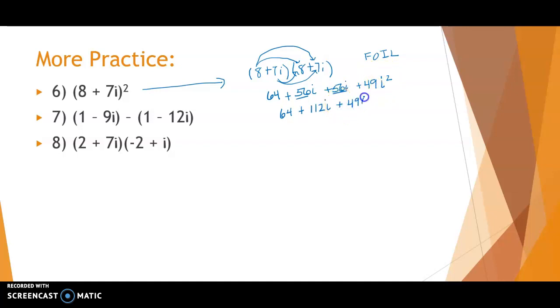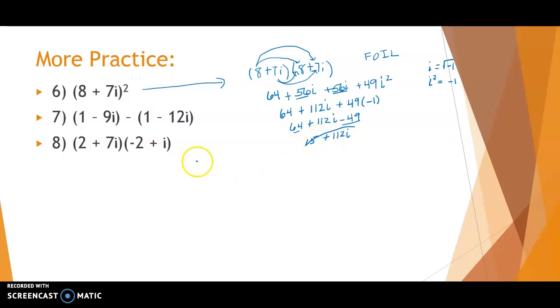The i squared, since we know i equals the square root of -1, i squared is going to equal -1. So this would be 49 times -1. And so we have 64 plus 112i, doing the multiplication, minus 49. The 64 and the -49 are both real numbers, and so we do want to add them together. And so we get 15 plus 112i as our answer.